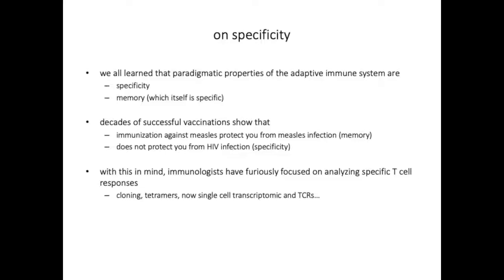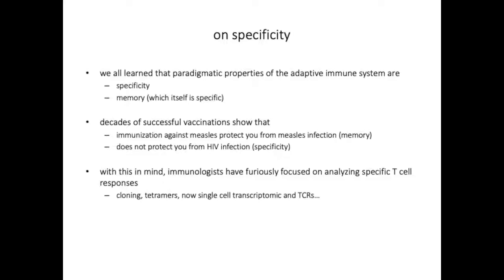Of course, we've all learned that there are two major properties of the adaptive immune response. One being that it is specific, and the other one being that there is a memory. And in fact, memory is also linked to specificity because the memory is specific.